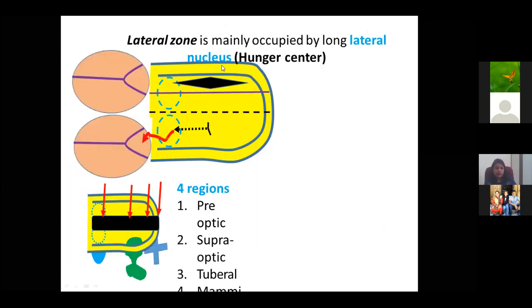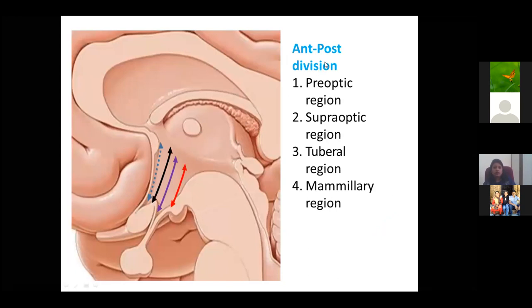So the important nuclei are preoptic, then supraoptic, tuberal and mammillary body. So these are the important nuclei of the hypothalamus. In the anteroposterior division, you find the preoptic nuclei. Then above the optic chiasma is supraoptic. Then here is the tuberal and this is the mammillary region.